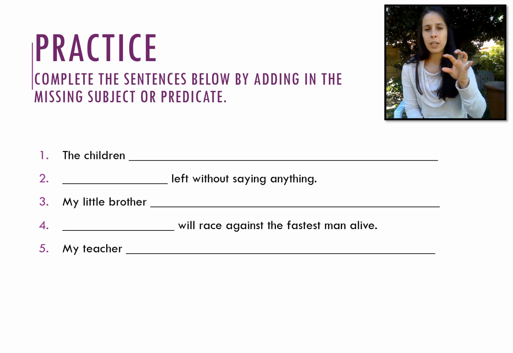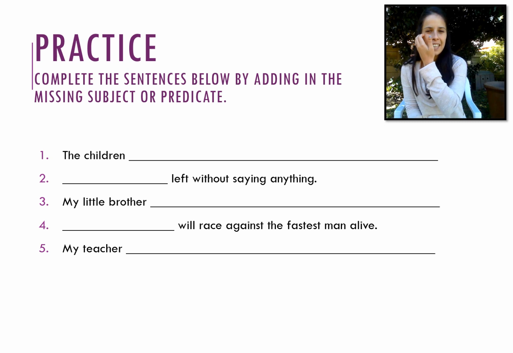If I've got information, for example, let's look at one of your sentences you need to do. Number 1, the children. The children would be my subject. So now I'm missing a predicate. You can add anything there to the end. Don't make your sentences too long and make sure they make sense.